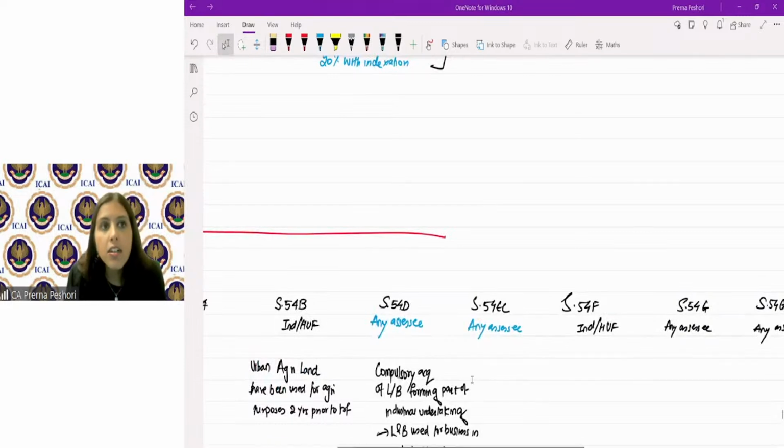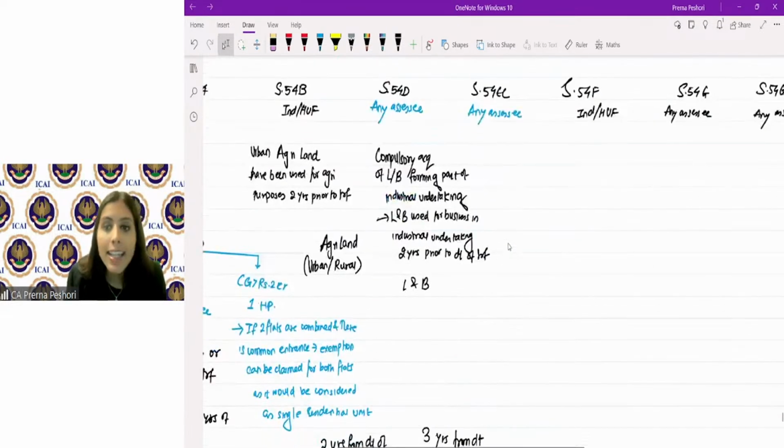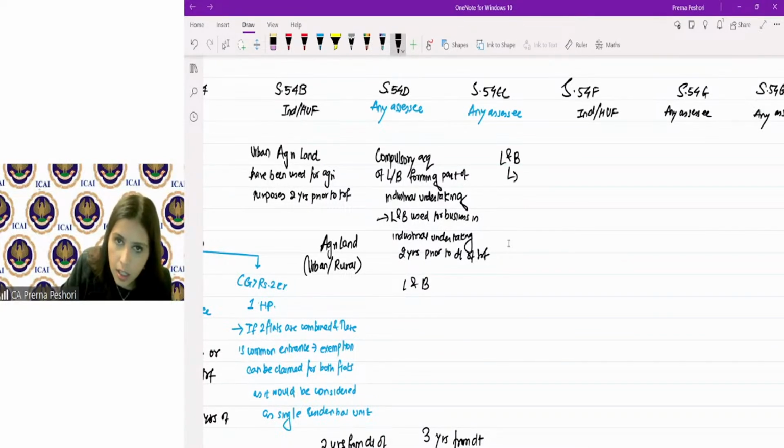Next section is 54EC. Here it is any assessee and not just individual or HUF. This is also applicable to any assessee. Now what should be transferred over here is land or building, which is a long-term capital asset. So it has to be the land or building which has to be a long-term capital asset.